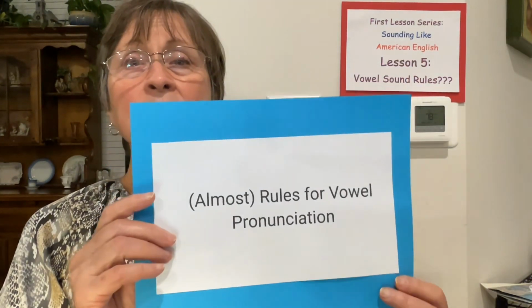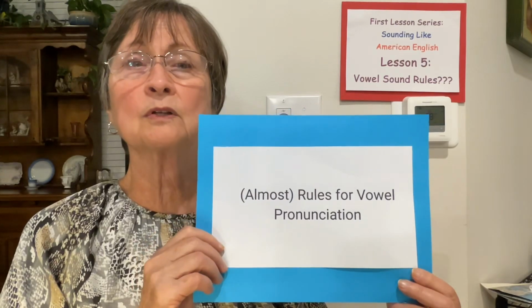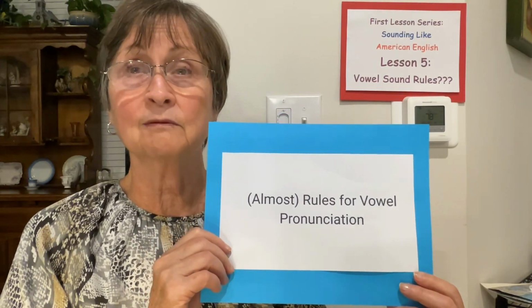on maybe some rules that you can sort of use. Notice the question mark, question mark, question mark. English rules are not reliable. You can't depend on them all the time. But we do have rules. They just are not dependable. I explained some of that in lesson 4 about why we did that. So I'm going to call this almost rules for vowel pronunciation. As close as I can get it.